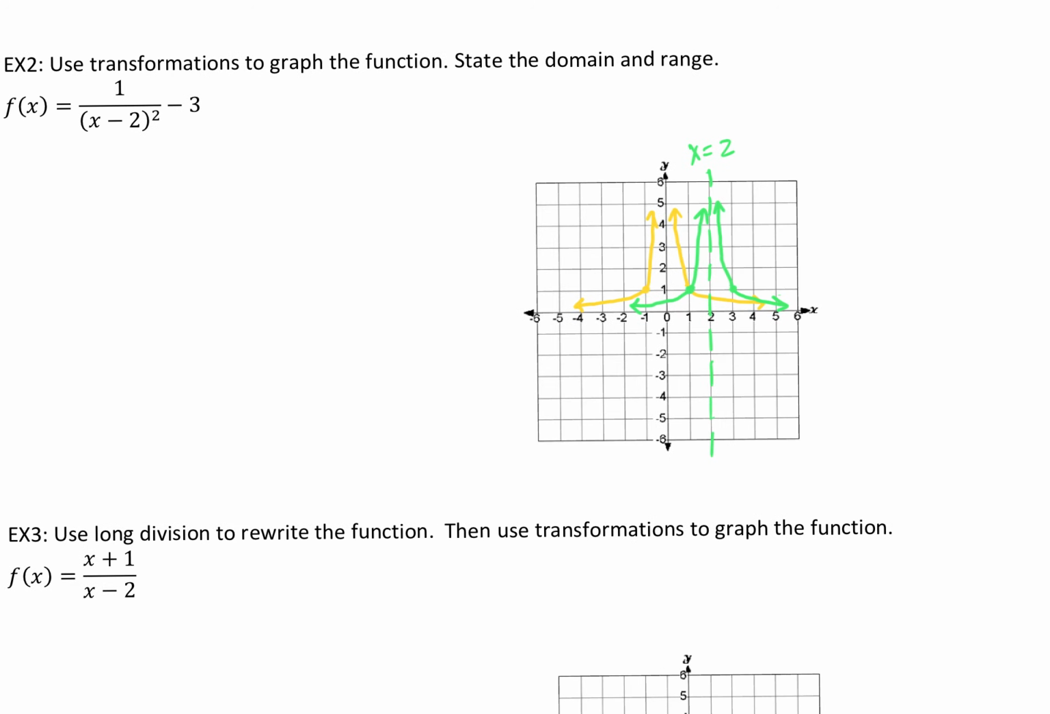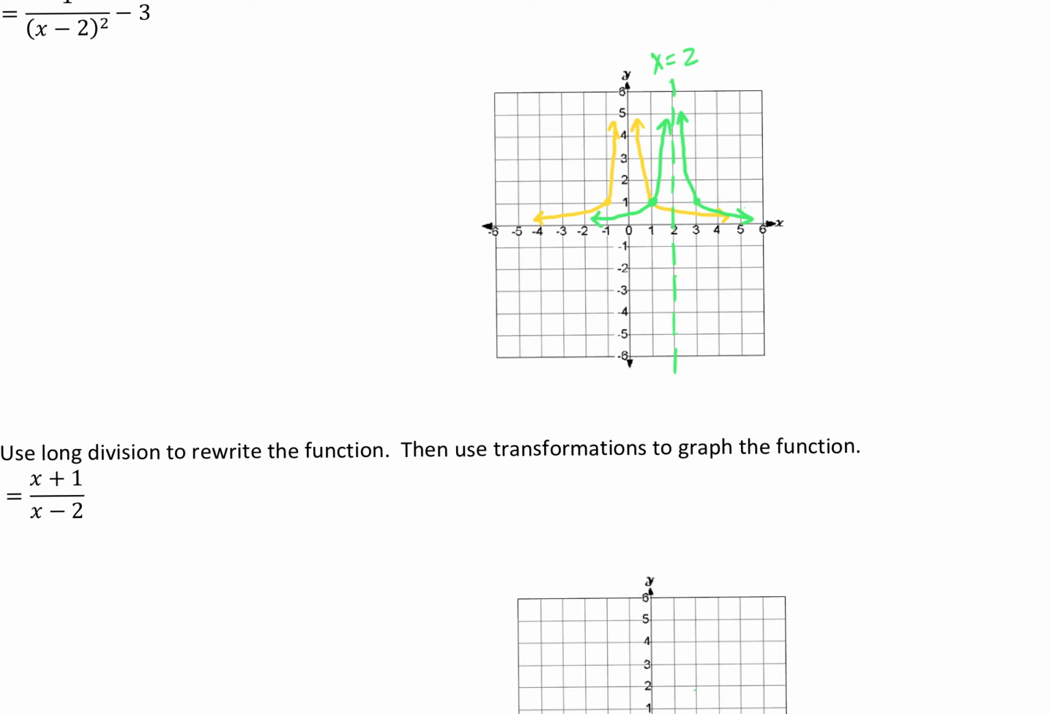Our last transformation is a minus 3. That would be a shift down 3 units. So if I take these points, 3, 1, and I shift 3, 1 down, 1, 2, 3. I take the point 1, 1, shift it down 1, 2, 3. But don't forget, I'm also shifting my horizontal asymptote as well. That is going to shift down 3 so that the horizontal asymptote is now y equal to negative 3.